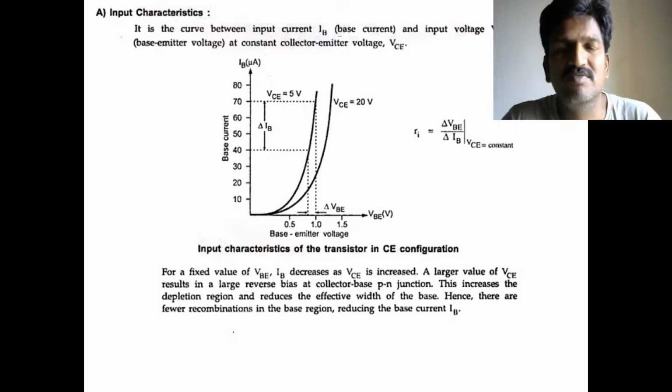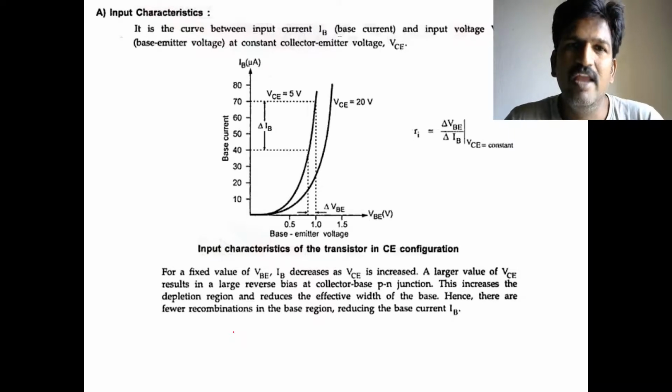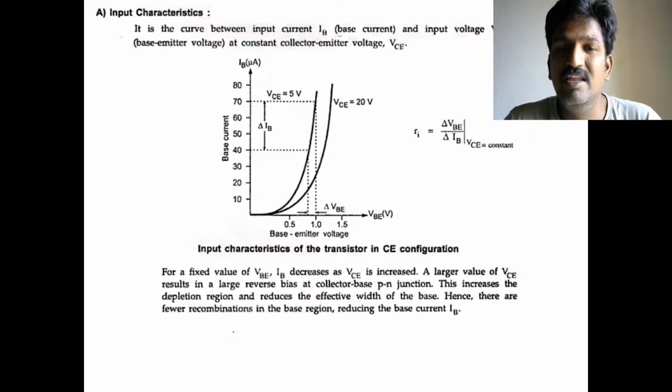Input characteristics of the CE configuration. Input characteristics mean we have to draw the relation between IB as well as VBE. IB is nothing but the input current. VBE is nothing but the base to emitter voltage. It will act like an input for the CE configuration. And by keeping VCE constant, you have to observe how IB is going to be changed by varying the input voltage VBE.